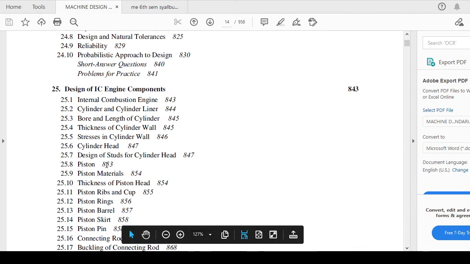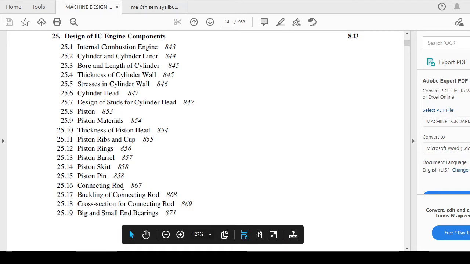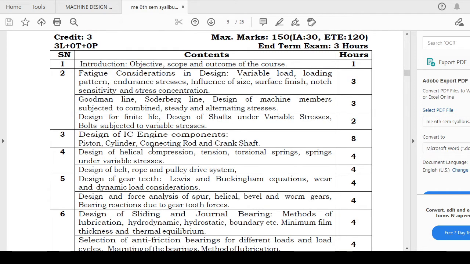So piston is mentioned, connecting rod is there, similarly crankshaft, and all the topics like connecting rod and crankshaft design of IC engine components will be mentioned. These are the specific component designs of IC engine you have to study and go through, because every time you will get a special weightage numerical on this particular topic, either on piston design, cylinder design, connecting rod design, or crankshaft design.